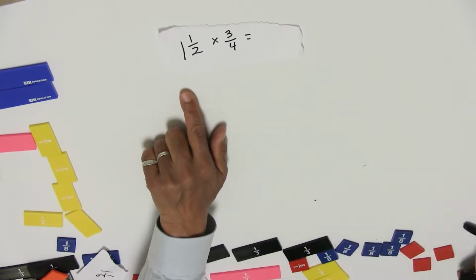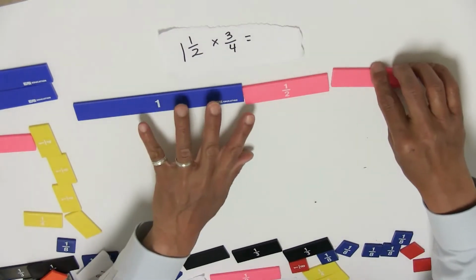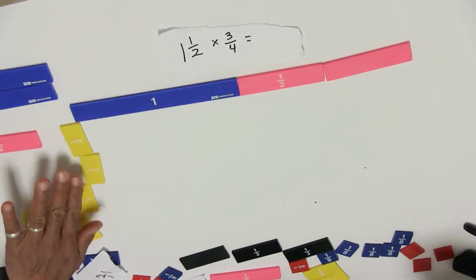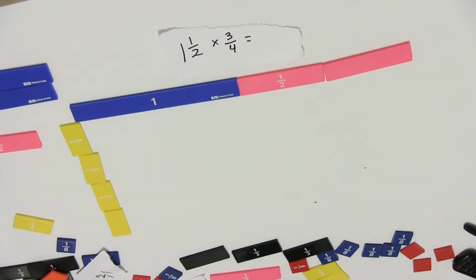Today I'm going to use the area model to multiply and find the product for 1 1/2 times 3/4. So here's my setup. Here's 1 1/2 times 3/4. That's my setup. Now I'm going to solve for the answer.